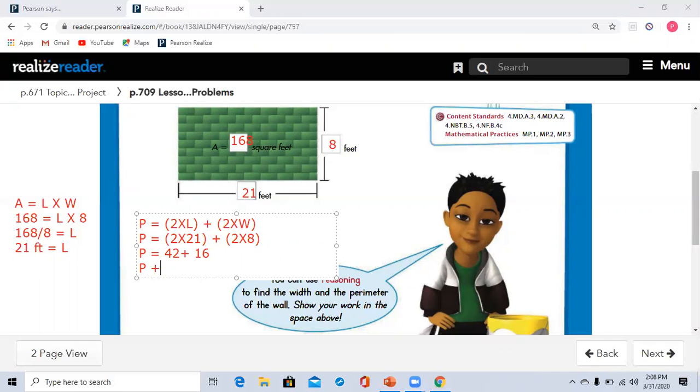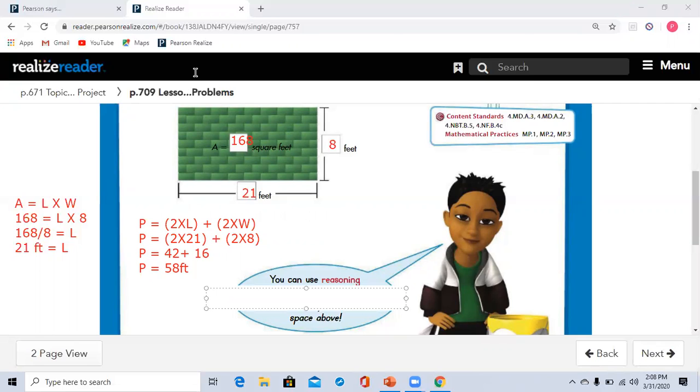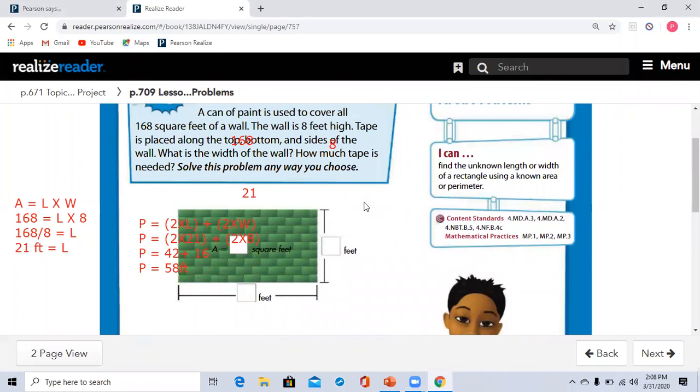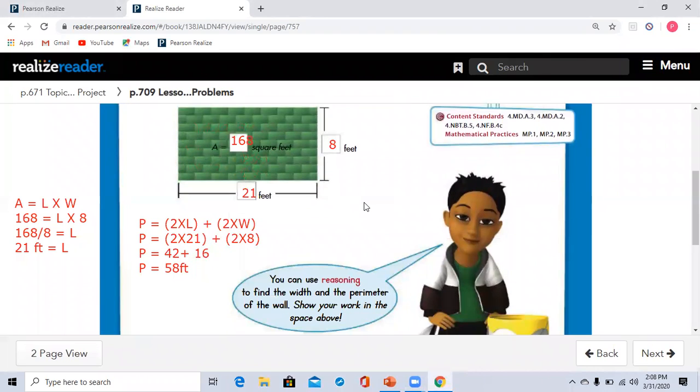So the perimeter is equal to 58 feet. We can now see that we have answered both questions. What is the width of the wall? The width of the wall will be 21 feet. And how much tape do I need to put around the wall? The perimeter is this side plus this side plus this side plus this side. And I can see that it is 58 feet.